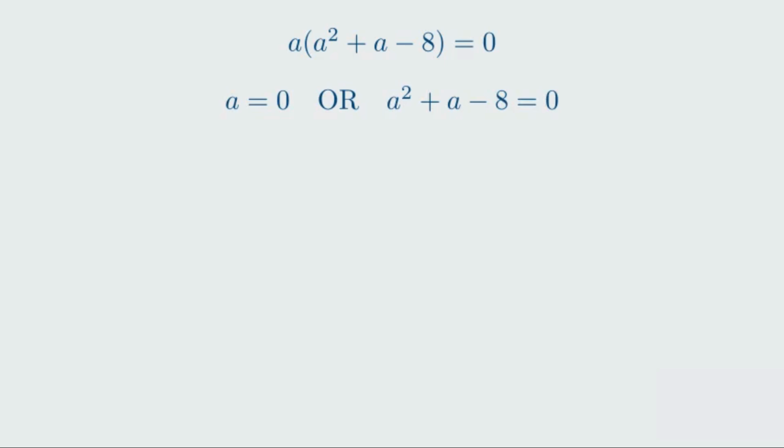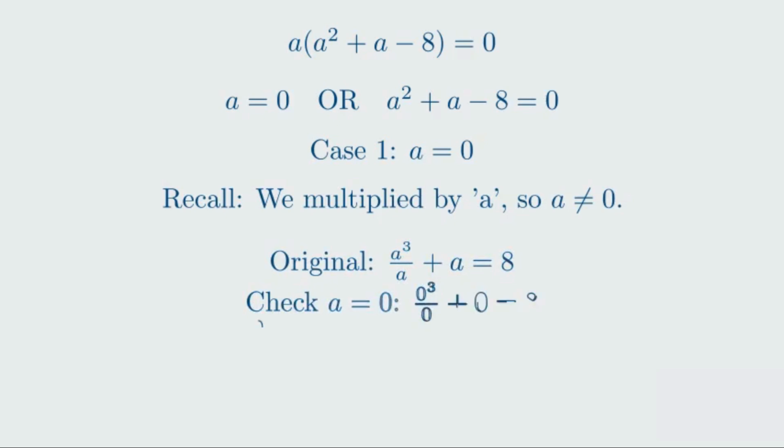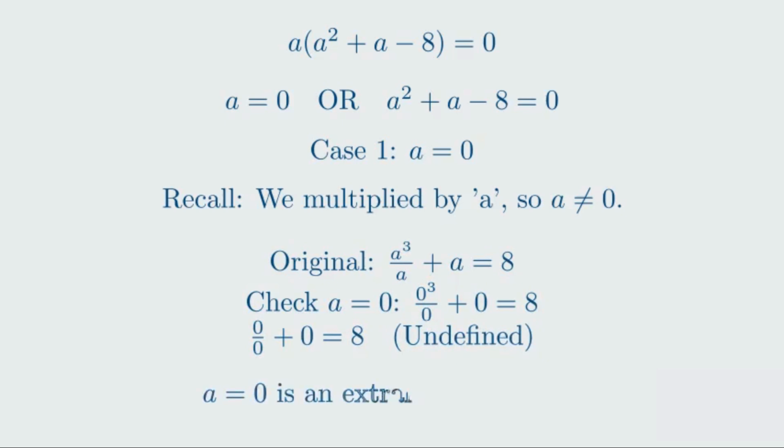Our first potential solution is when a equals 0. However, remember the condition we set at the very beginning of the video? We noted that our initial multiplication was only valid if a was not equal to 0. We can verify this by substituting a equals 0 back into our original equation. Plugging in 0 gives us 0 cubed over 0 plus 0 equals 8. Since division by 0 is undefined, a equals 0 is not a valid solution to the original problem. So while a equals 0 satisfies our factored equation, it is an extraneous solution for the original problem. We must discard it. Now let's move on to the second case, which involves solving the quadratic equation.